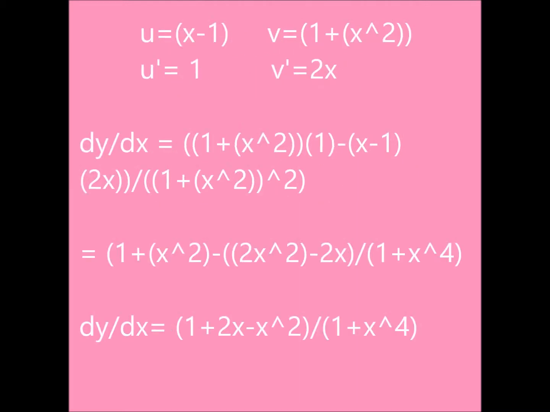When you plug those into the quotient rule equation, you get the quantity 1 plus x squared times 1 minus the quantity x minus 1 times 2x, all divided by the quantity 1 plus x squared. This answer then reduces to dy dx equals 1 plus 2x minus x squared divided by 1 plus x to the 4th.